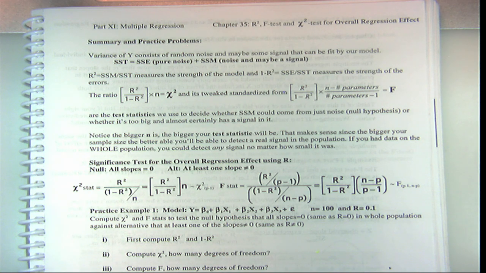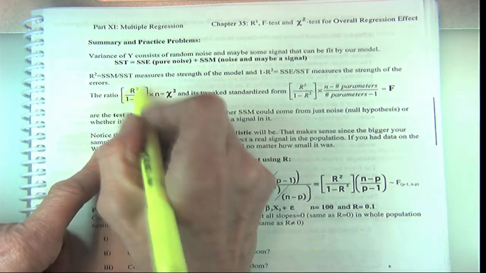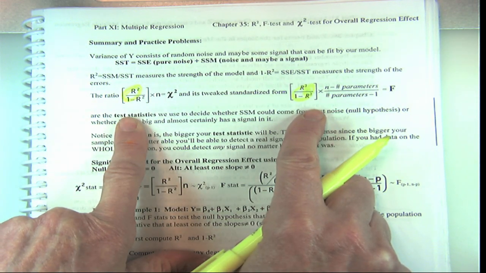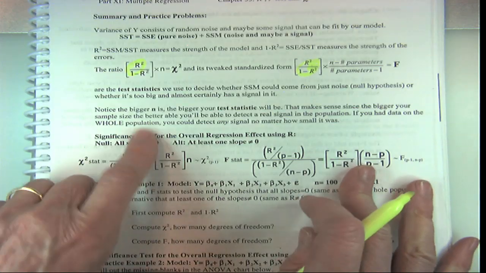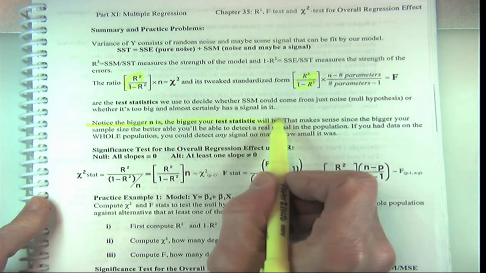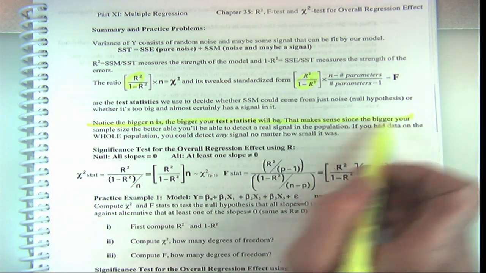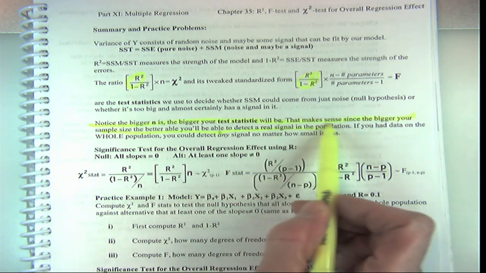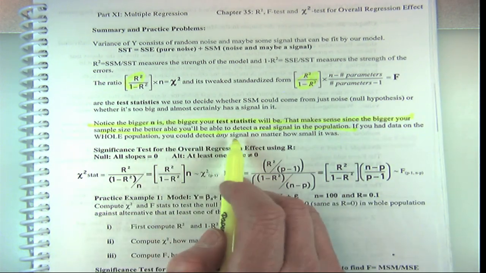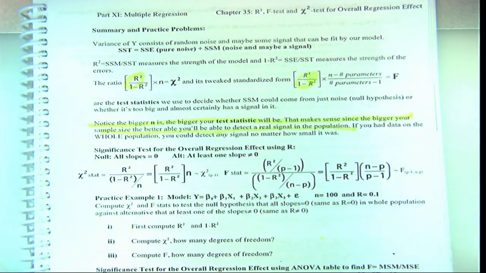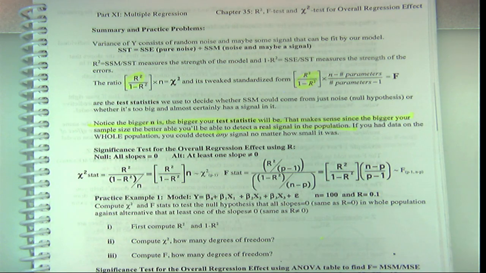Are you okay? All right, so here you see this ratio. That's what's important for both, and those are the test statistics, okay? And notice the bigger n is, the bigger your test stat will be. That makes sense. Since the bigger your sample size is, the better able you'll detect a signal in the population. If you had data on the whole population, you could detect any signal. So the bigger your n is, the better you'll see a difference if it exists.